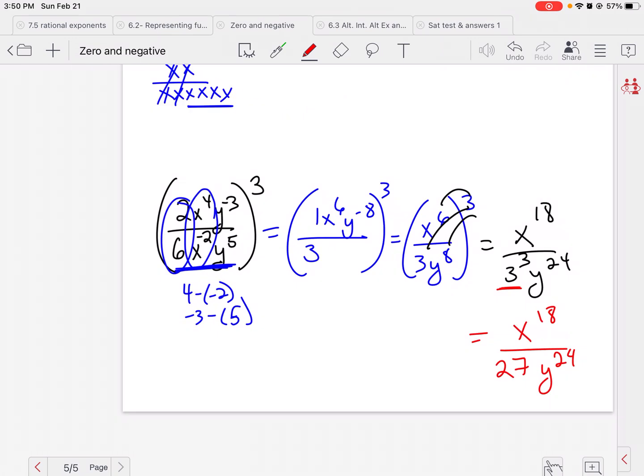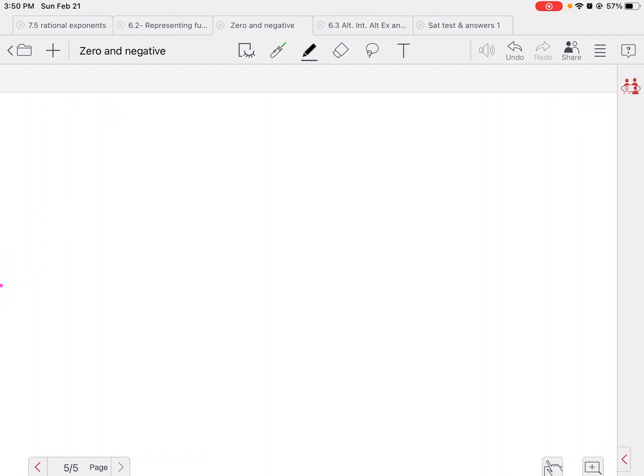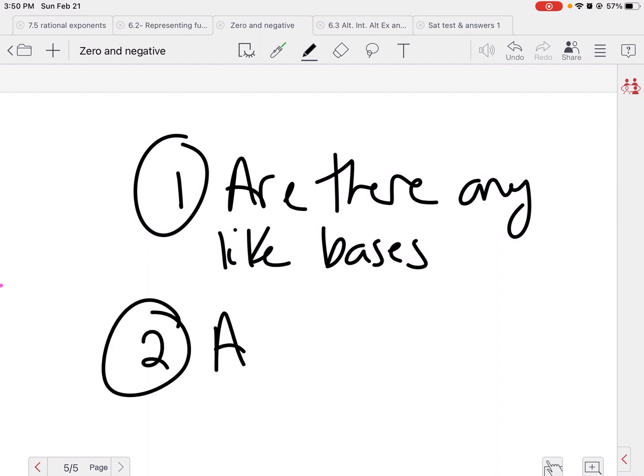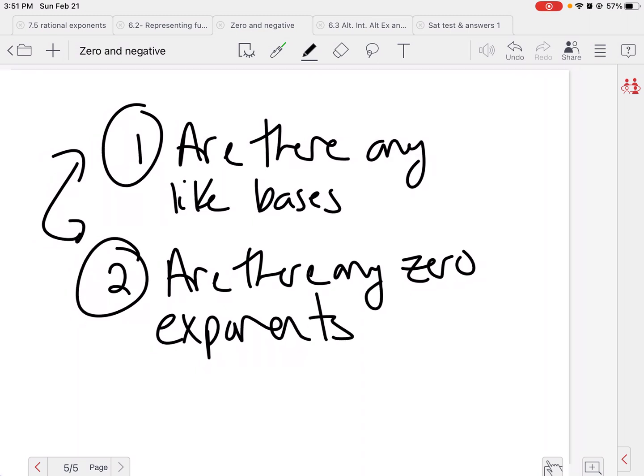All right. So I usually write this out for students, so you can write this down if you want. These are the 4 questions I have you guys ask to see if you're done simplifying. So first, are there any like bases? Okay, so are there x's, are there y's, are there constants, right? Things like that, or coefficients really in this case. Are there any 0 exponents? And these two can kind of be flipped around. It doesn't really matter what order you do them in, but sometimes combining the bases can get rid of your 0 exponents for you, or create 0 exponents.